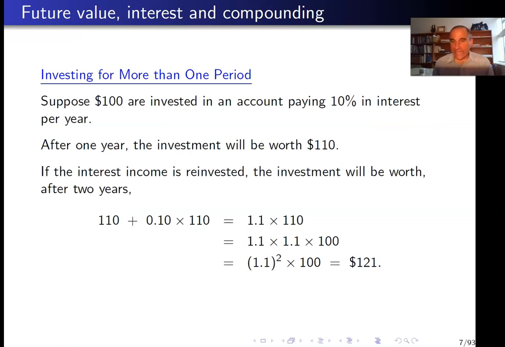Suppose now money is invested for more than one period. If $100 are invested in an account paying 10% interest per period, after one period, the investment is worth 110. After two periods, assuming the interest payment remains in the account, the total value of the account would be 110 plus 10% of 110. So 1.1 times 110, so 1.1 squared times the initial investment at time zero, which is 100, and this gives 121.